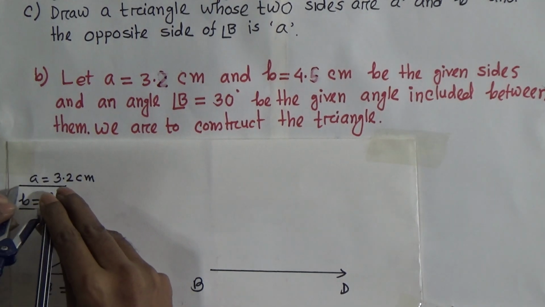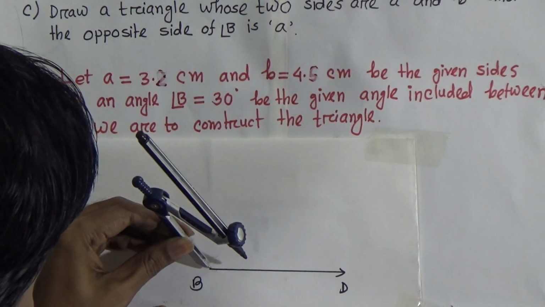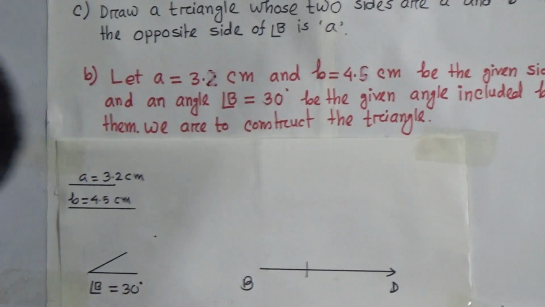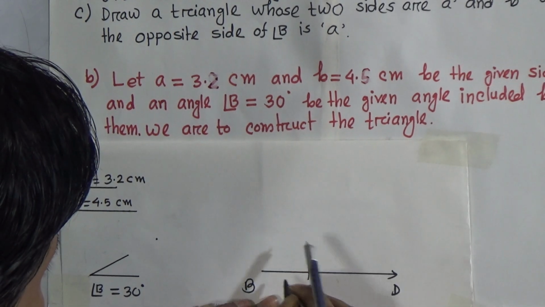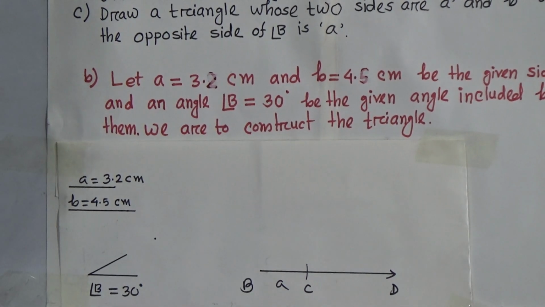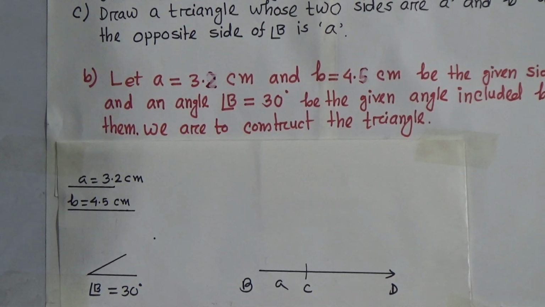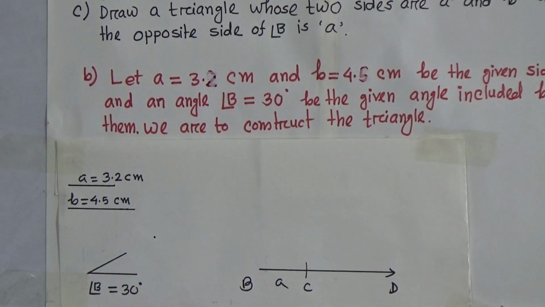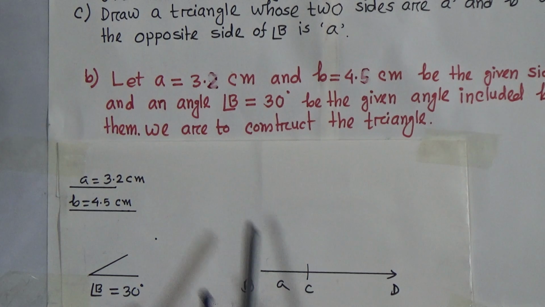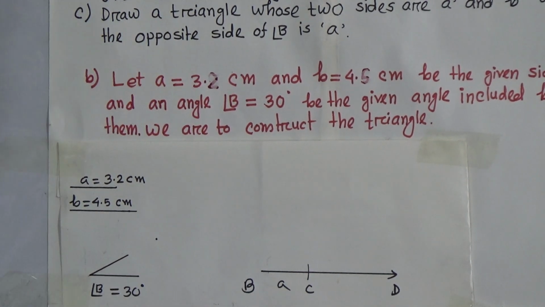So A equal to 3.2. This is C and this is A. Okay, look, we cut off BC equal to A equal to 3.2 centimeter from any ray BD. Okay. Then we have to draw BCE at the point C of the line segment BC.